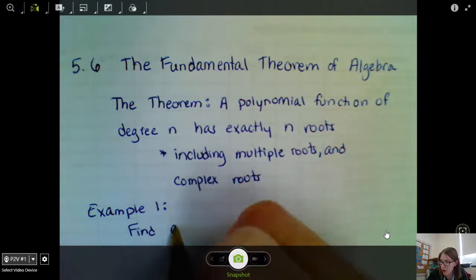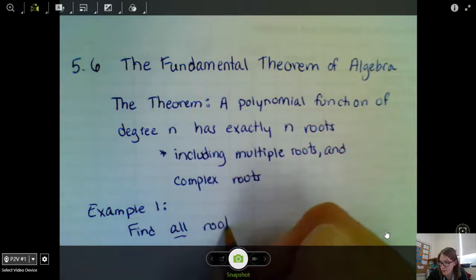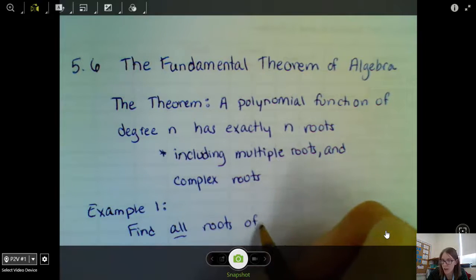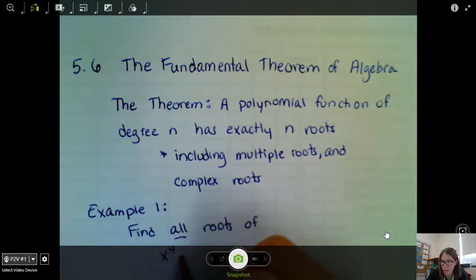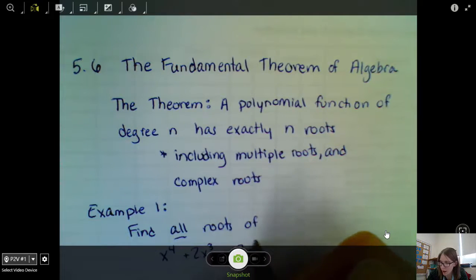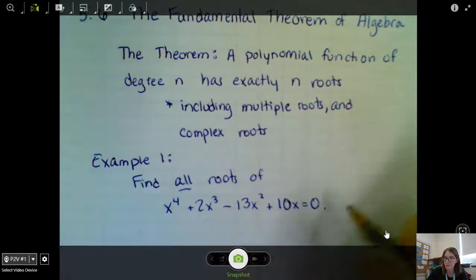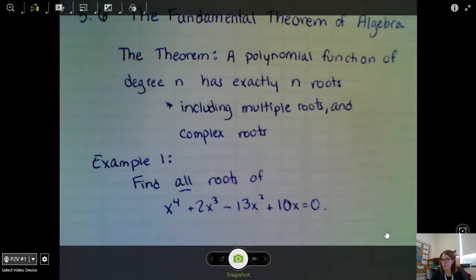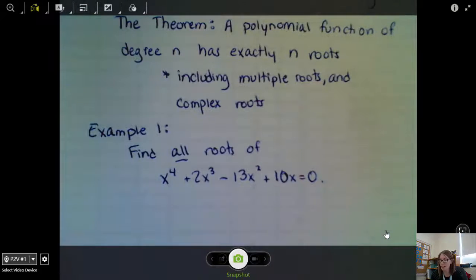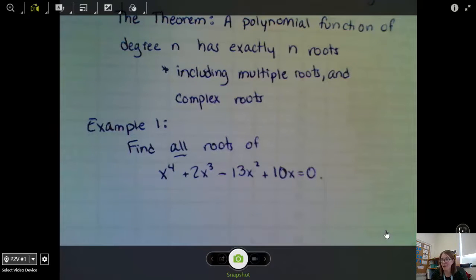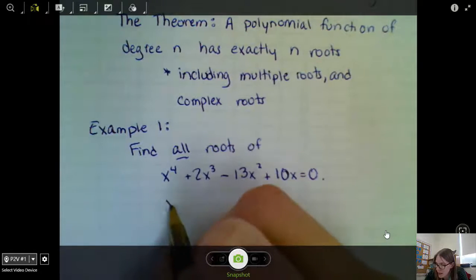We want to find all the roots of our equation, x to the 4th plus 2x cubed minus 13x squared plus 10x equals 0. I look at this equation and I see that I have 4 terms. And once I notice I have 4 terms, I also notice that all of my terms have an x. So trying to solve this algebraically, let's factor out an x right away. And we'll see how far we can get.